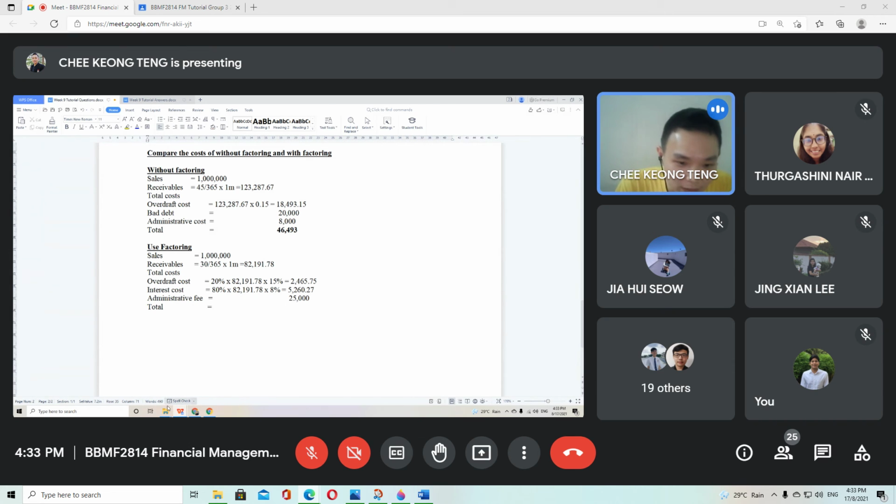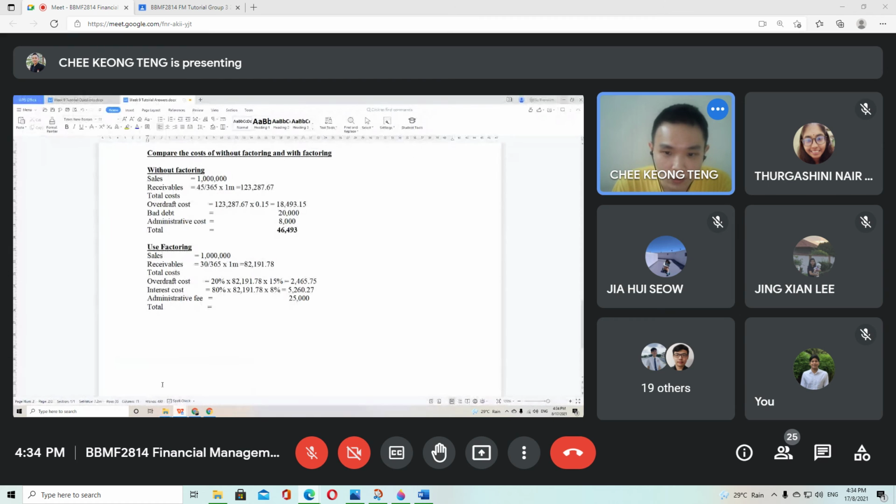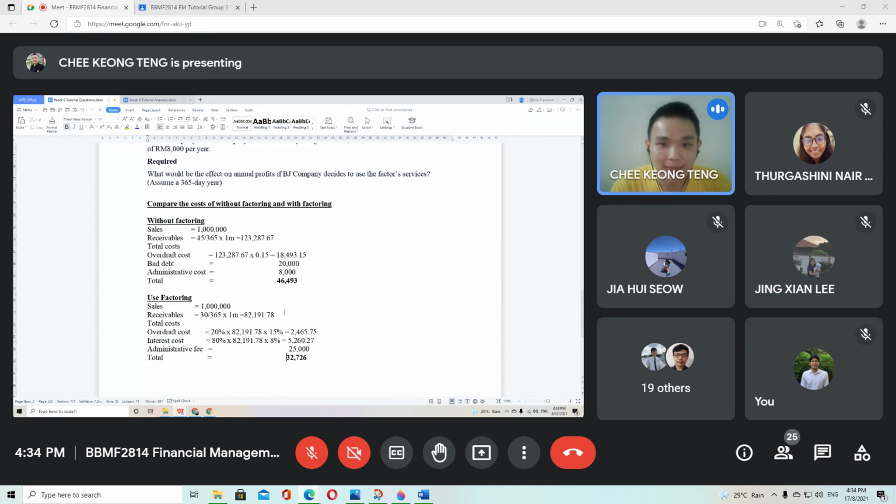The total cost will be 32726 if you are using factoring for 1 year. So after that, actually, we have already done. Which one is better? Again, we are calculating the cost, so definitely the lower one is better. In this case, we should opt for the factoring service. We don't monitor ourselves; we appoint them to help us monitor or manage our trade receivables.